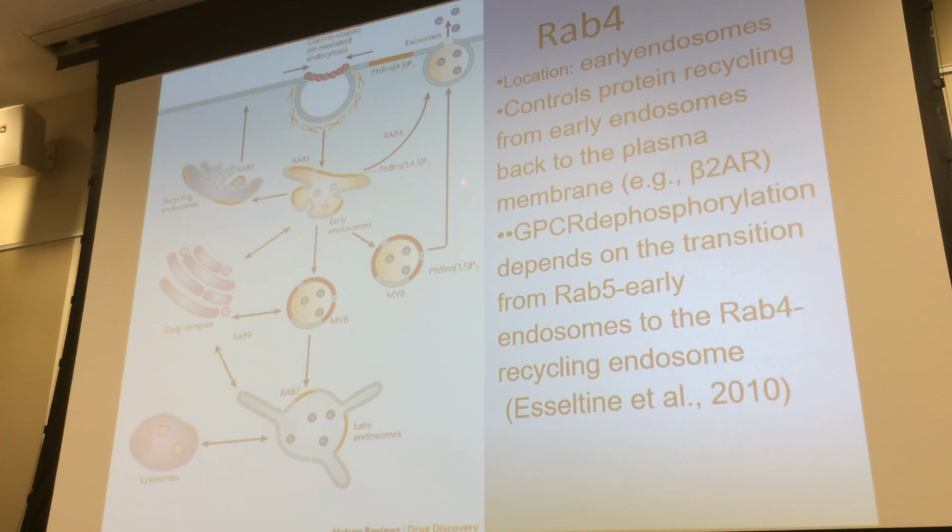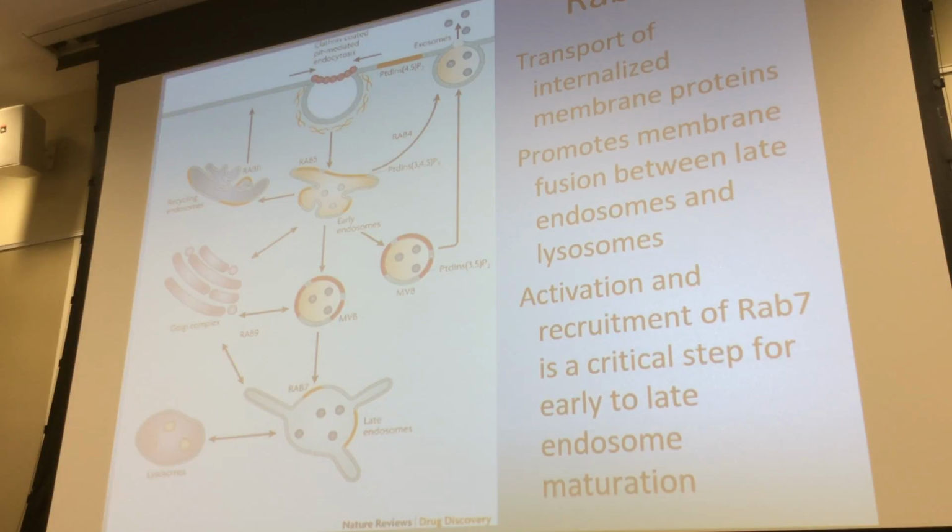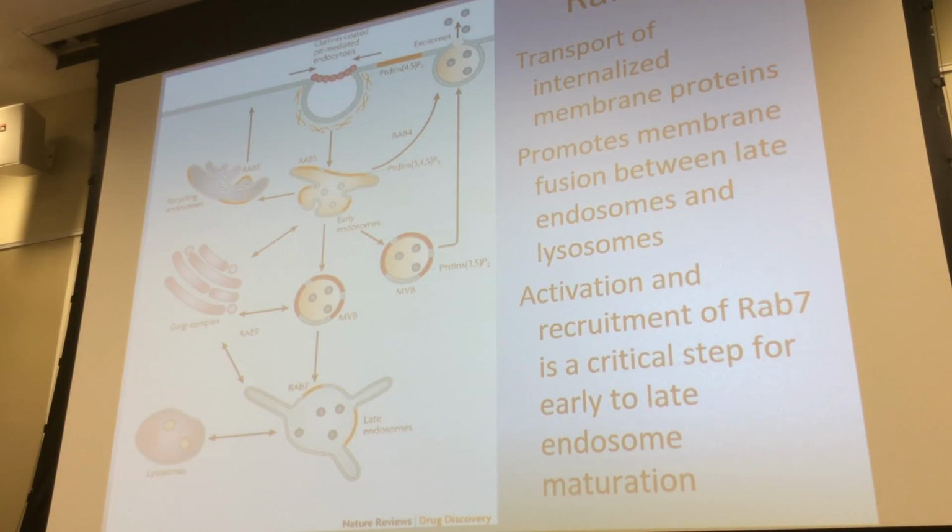Okay, so RAB4 is going to be taking it back to recycle. On the other hand, you might want it to be transported so that it actually gets broken down and removed altogether. And this is one way in which we can have what we call down-regulation of receptors. So those receptors that may be internalized could be desensitized because they're no longer interacting with G proteins.